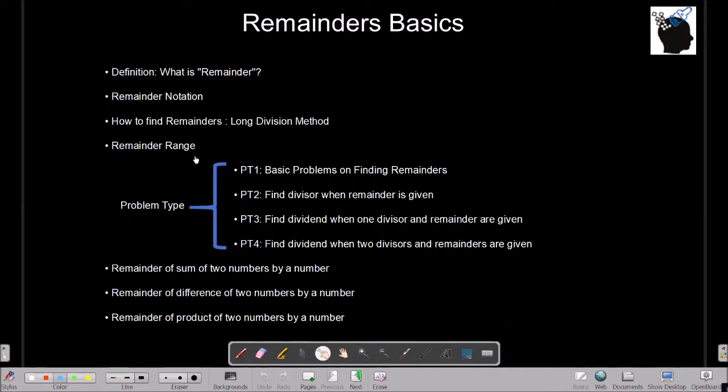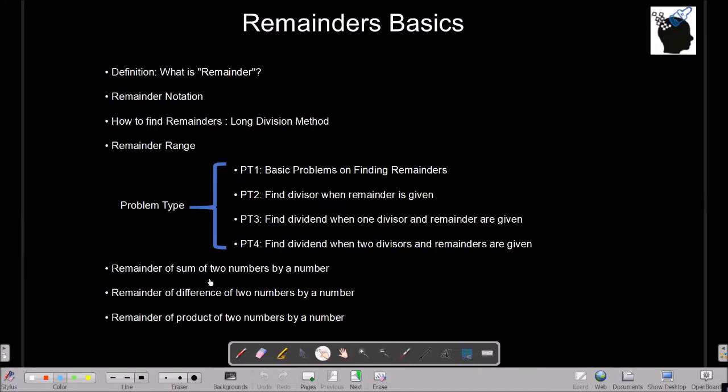Then what is remainder range? We'll go through a couple of problem types. Problems on finding remainders. Finding divisor when remainder is given. Finding dividend when one divisor and one remainder is given. Finding dividend when two divisors and remainders are given.